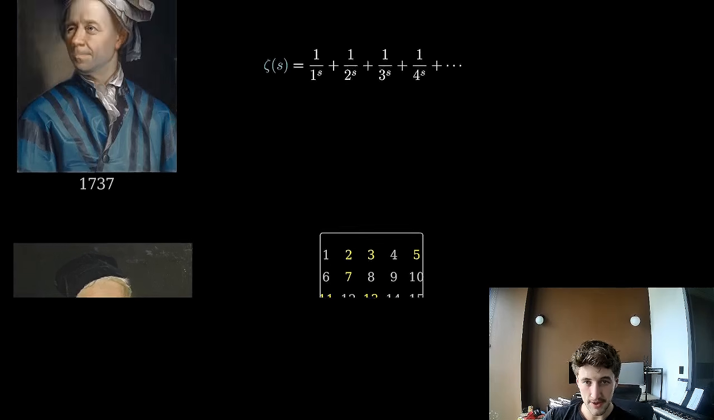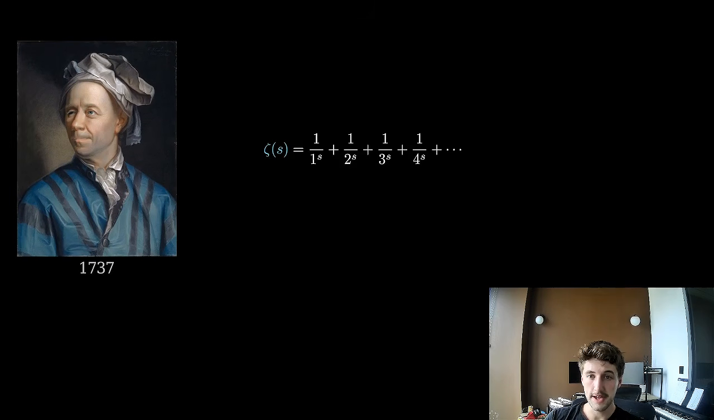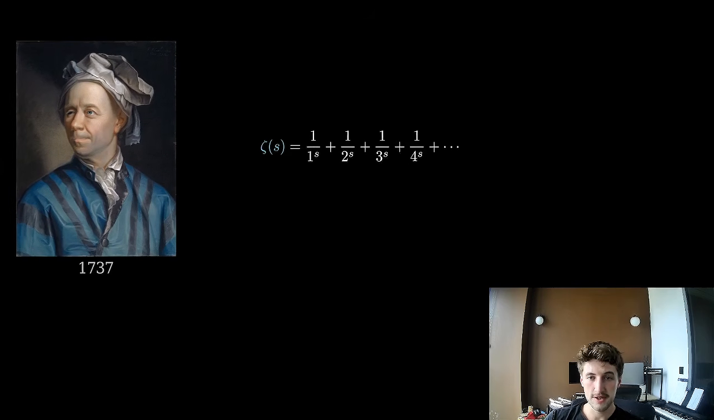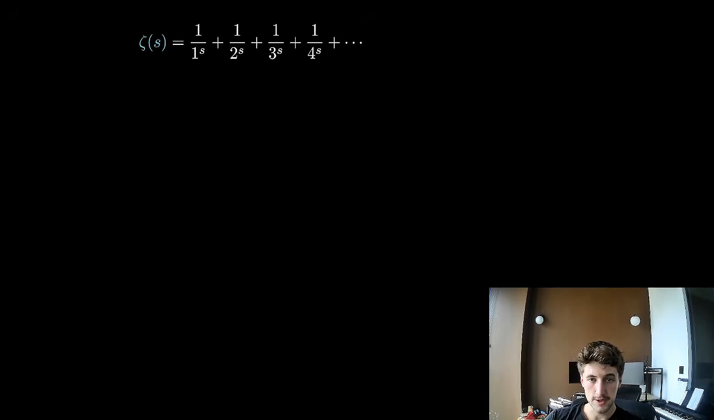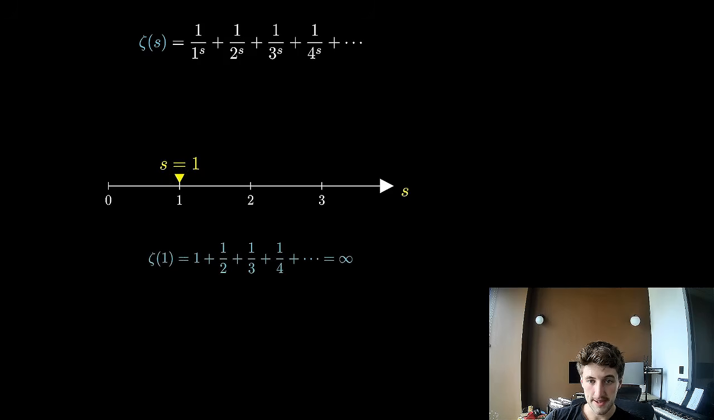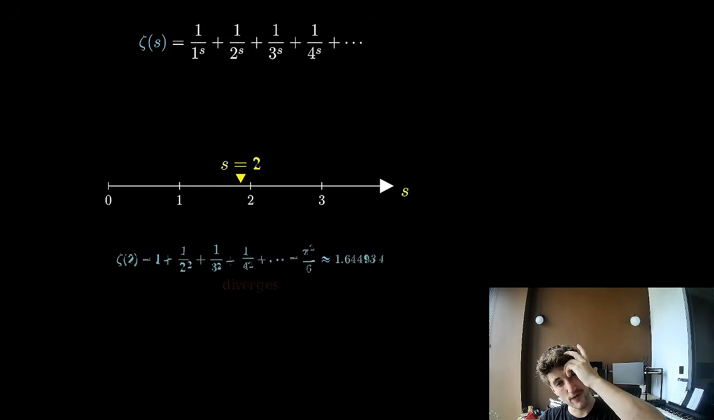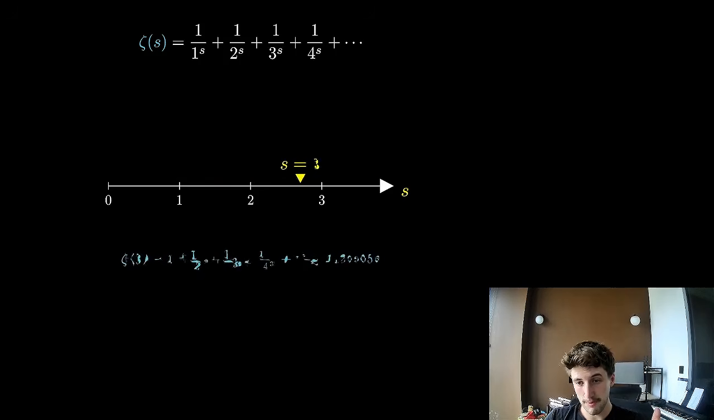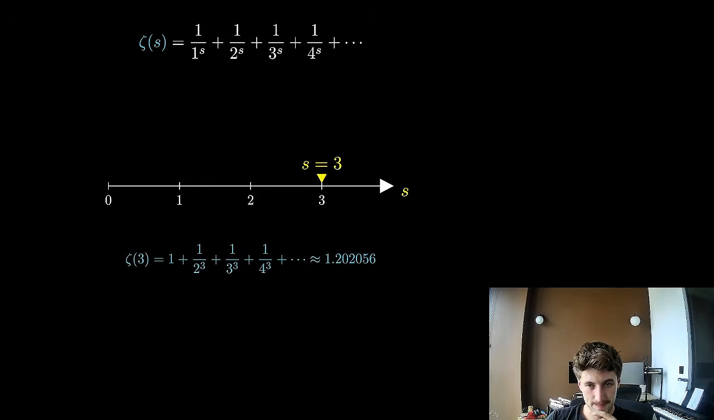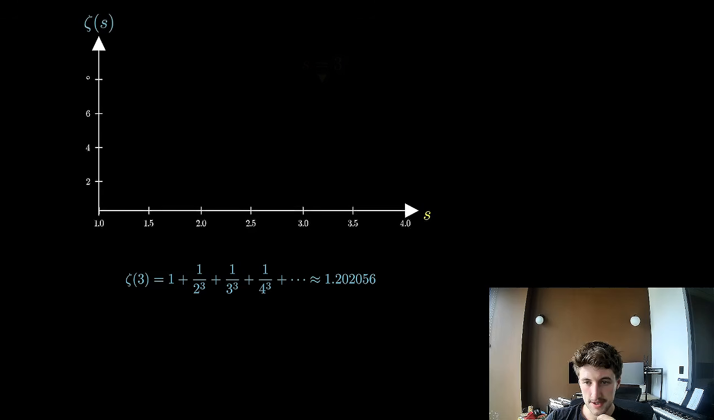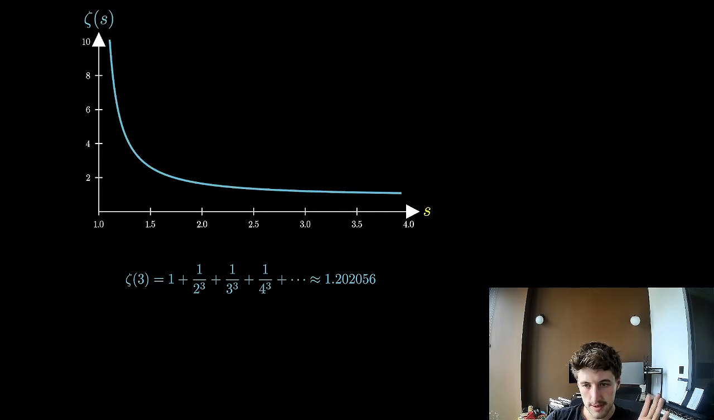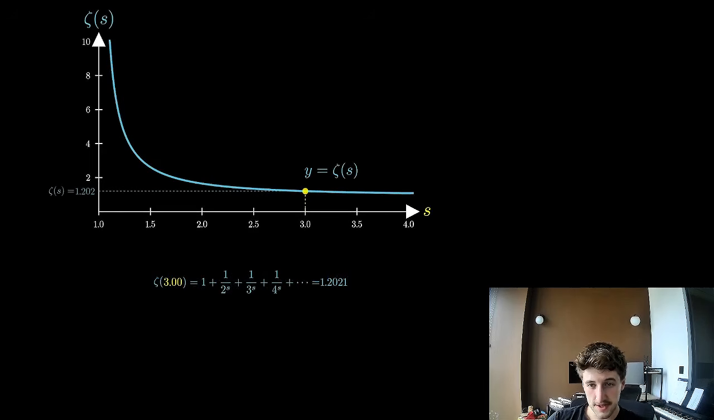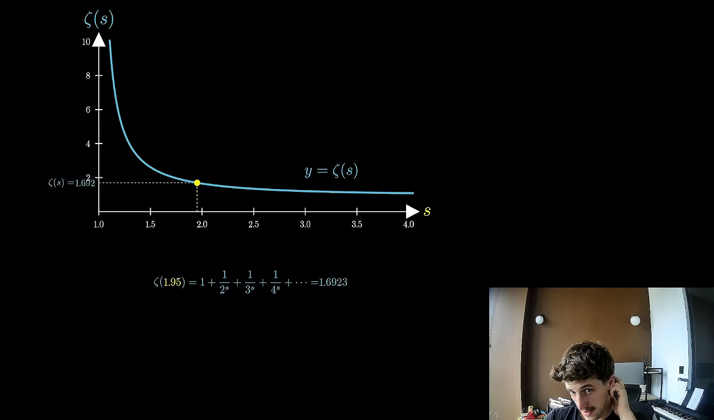This is in 1737, when we had Euler, who was looking at this zeta function, which is just 1 over 1 to the power of s plus 1 over 2 to the power of s, etc. If you plug in a value of s, let's say if you plug in 1, you end up getting infinity. As you can see, this goes up forever, but as you increase the power of s, it ends up stabilizing on a point, so you get these values here. So let's plot this. You get this sort of curve that you see here, where it diverges to infinity as you get towards 1, but after that it stabilizes at a certain point.